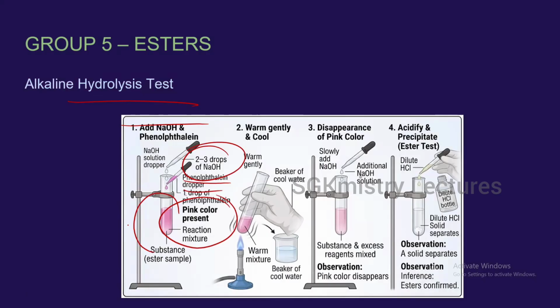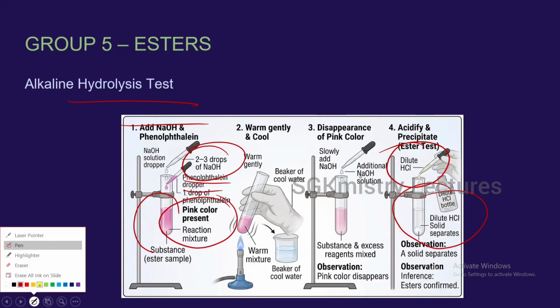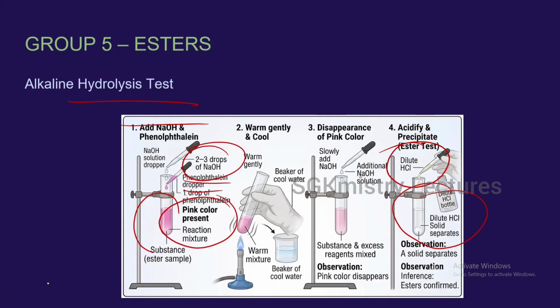Now you're going to warm it, and slowly you're going to add the dilute HCl. Slowly the pink color discharges. Now when you add this acid, you can see that a solid separates out. So first, whatever pink color is formed, it discharges. Then we add dilute HCl, and if a solid separates out, then we can say that the given compound may be an ester. So let us look into the reaction to make it more clear.